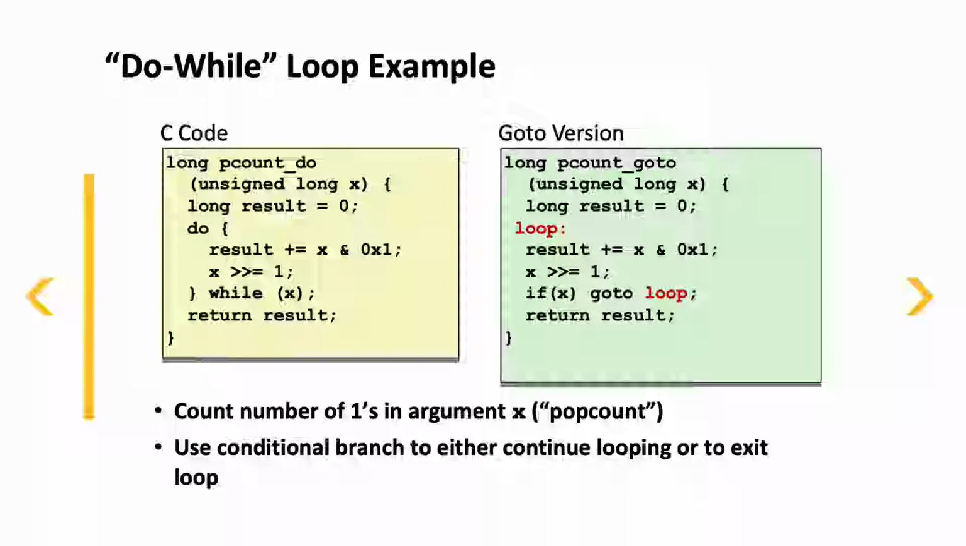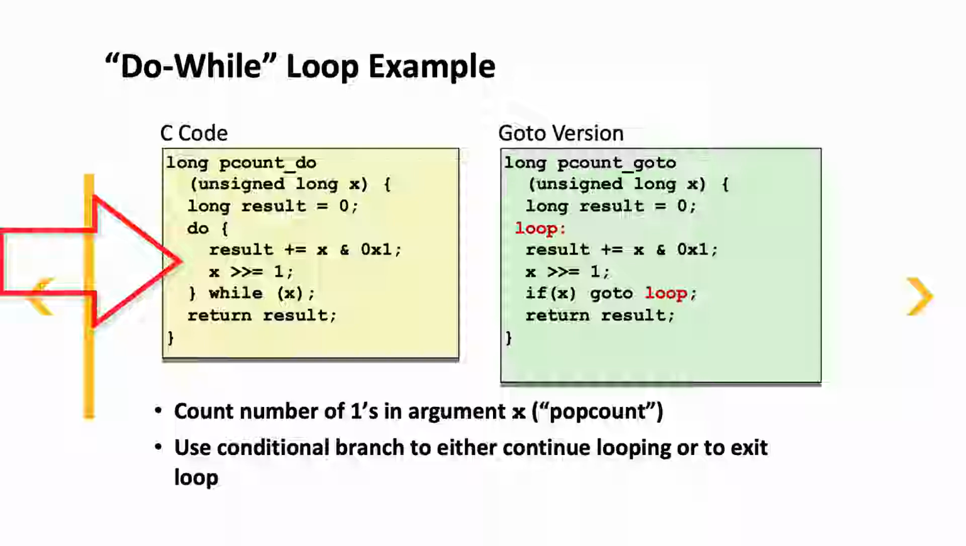This is something that just counts the number of ones in an argument. So we'll use a conditional branch to either continue looping or to exit the loop. So first things first, let's take a look at this C code on the left. Now remember that with a do-while, we always do the stuff within the loop one time, then we do our comparison, right? We do our little, hey, is x something other than 0 in this case, right? And then if that's the case, we go back to the do. We just keep on doing that. We keep looping through until the loop condition is no longer satisfied.